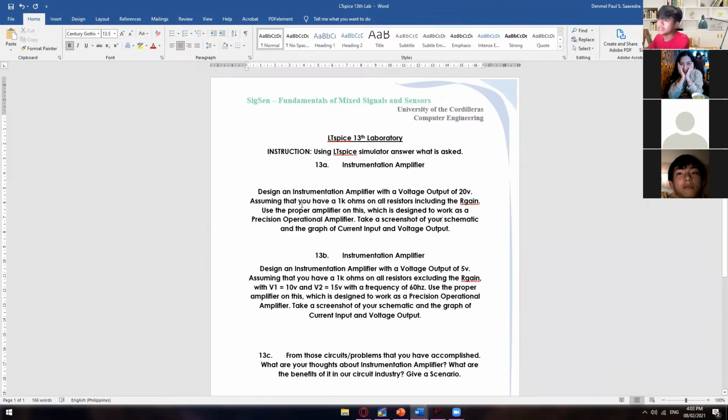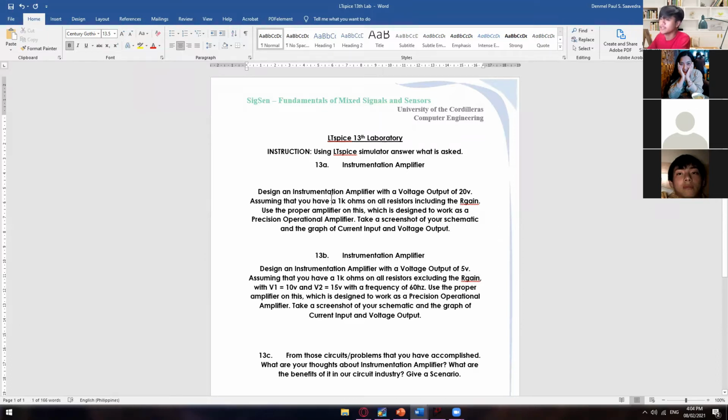Assuming that you have 1 kilo ohms on all resistors, including the R gain, I would like you guys to come up with a result of 20 volts. As usual, of course, you're going to use the precision operational amplifier. And for the 13B, design an instrumentation amplifier with a voltage output of 5 volts, assuming that you have 1 kilo ohms on all resistors, excluding the R gain. So in here, the one that you're going to tweak or change is the R gain.